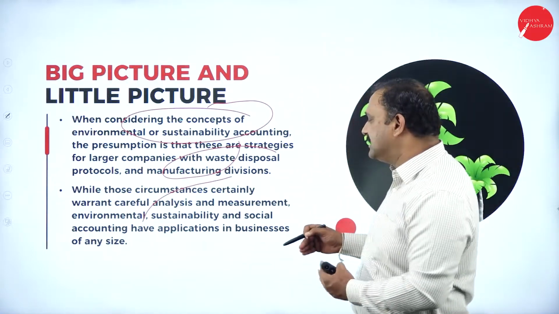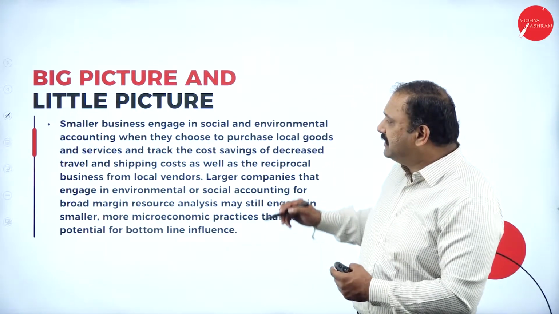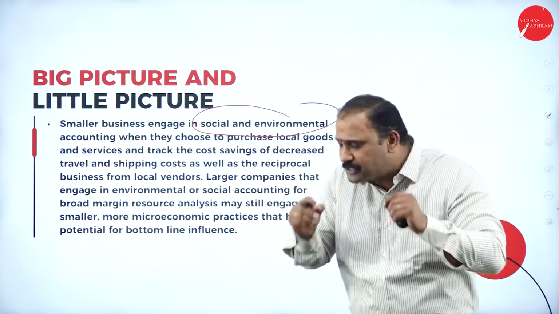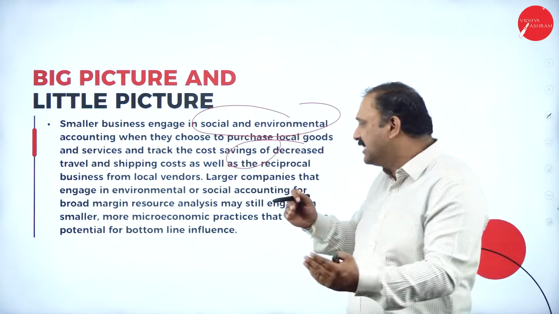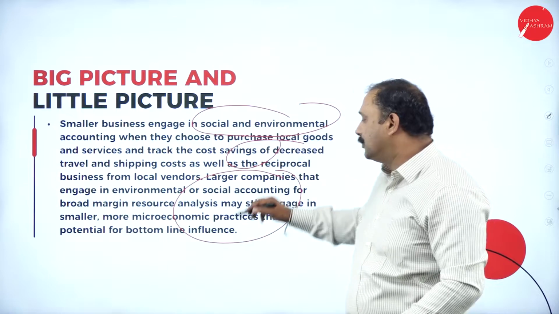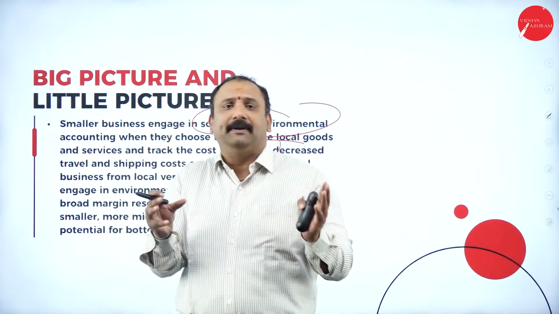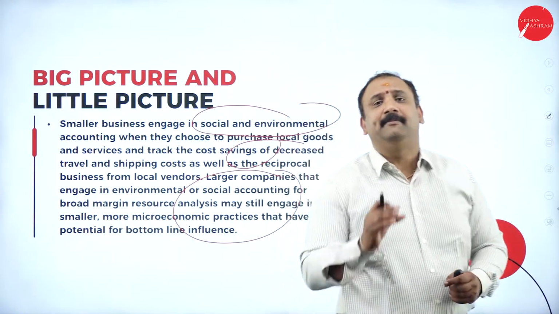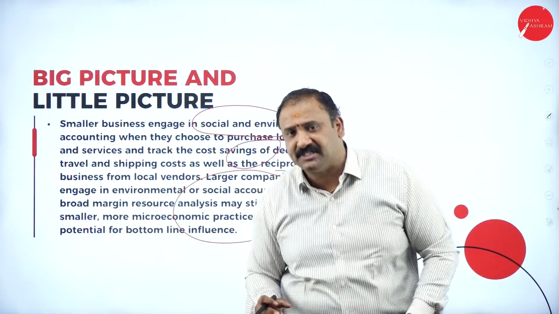while those circumstances definitely warrant a careful analysis and measurement, sustainability and social accounting have their implications on the business part, followed by the factor that smaller businesses will also engage in social and environmental accounting when they choose to purchase local goods and services, track their own savings from decreased traveling and shipping expenses, while the larger companies will try to involve themselves with the environmental and the social accounting. So now what happens is that somewhere we are trying to strike a balance, saying that both these sizes of companies will try to engage themselves in the environmental audit and accounting, which will actually make them realize how they can save on cost, at the same time how they can create a positive impact towards the environment they live in.